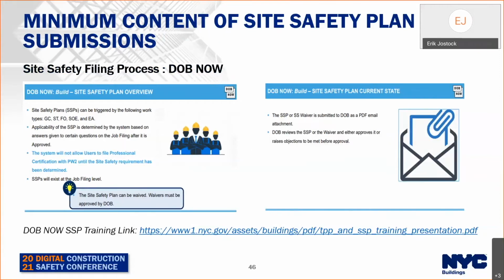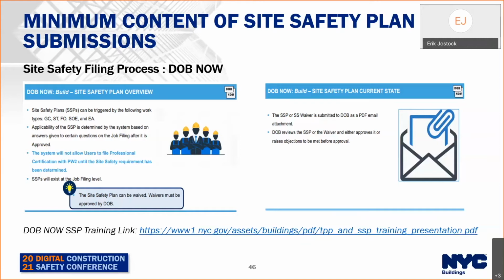Minimum content of site safety plan submissions. DOB Now is up and running for submitting site safety plans. Site safety plans, SSPs, can be triggered by the following work types: general construction, structural, foundation, supportive excavation, and alternative construction types, construction equipment.